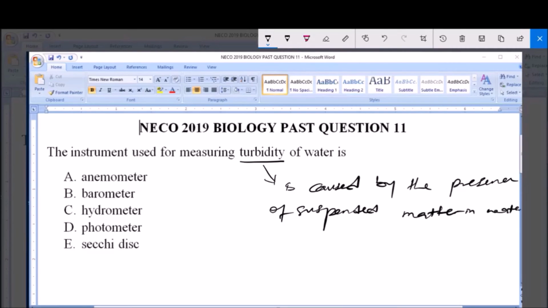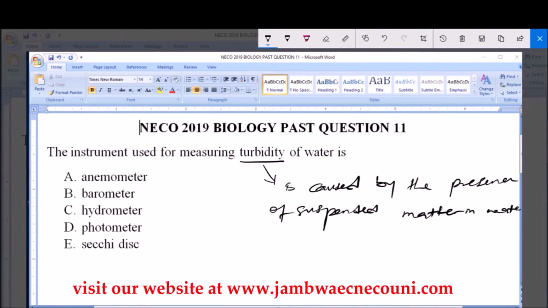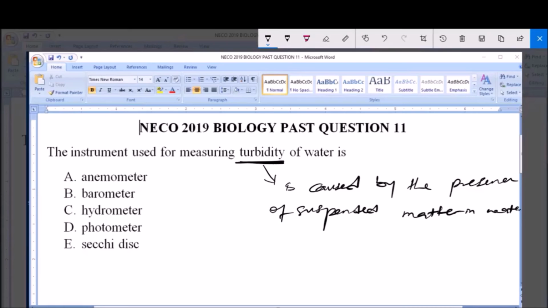Now, turbidity prevents the penetration of light into the water, and so it affects the activities of photosynthetic organisms. And so we refer to turbidity as part of the ecosystem, because it's an abiotic factor that also affects the biotic components of the ecosystem, because it prevents light from penetrating into the water. Now, turbidity is actually measured using the Secchi disc. The Secchi disc is used to measure turbidity.